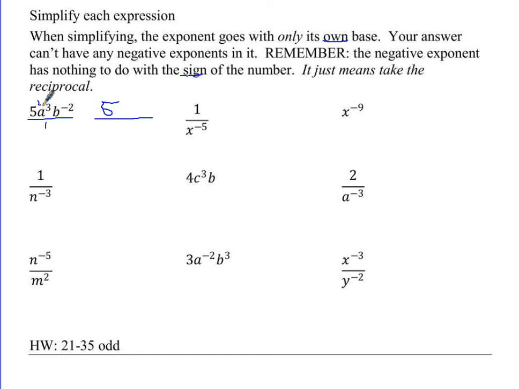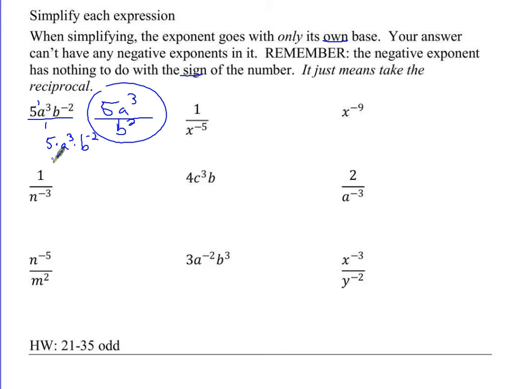Then we have this a to the third. Is that a negative exponent? Nope. So it stays where it is. The a to the third stays in the numerator. What about this b to the negative second? It's going to go to the denominator. B to the positive second is what you will write, because once you move it, the exponent becomes positive. So what's really happening here is this is just off to the side. This is the correct answer right here. Off to the side, this became 5 times a to the third times b to the negative second.